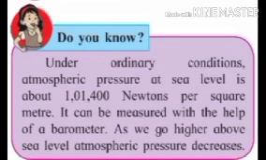Do you know? Under ordinary conditions, atmospheric pressure at sea level is about 1,01,400 newtons per square meter. It can be measured with the help of a barometer. As we go higher above sea level, atmospheric pressure decreases.